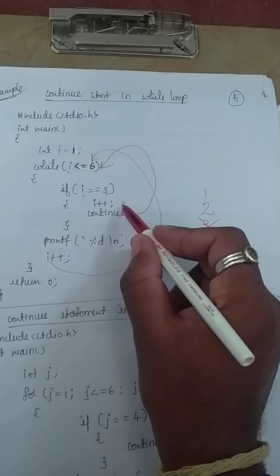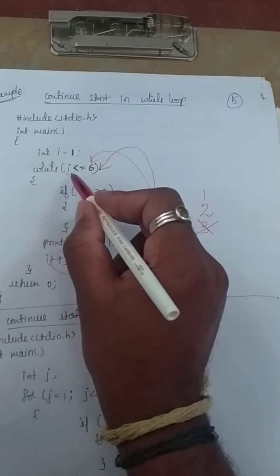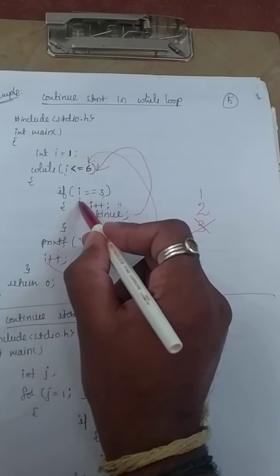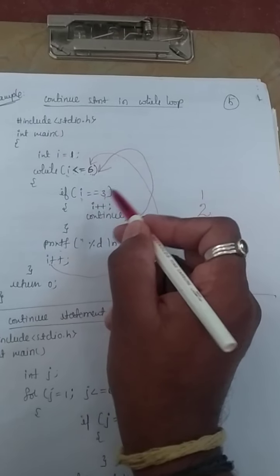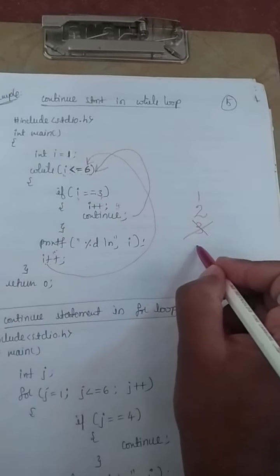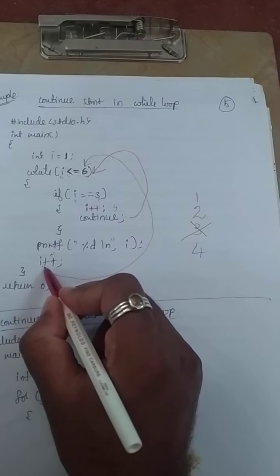So what is the updated I value? 4 it is now, correct? That 4 will be substituted here. Whether 4 is less than or equal to 6? Yes, condition true. Substitute here. Whether 4 is equivalent to 3? False. False means control jumps to the printf statement. It prints 4 here. Then increment the I value to 5.